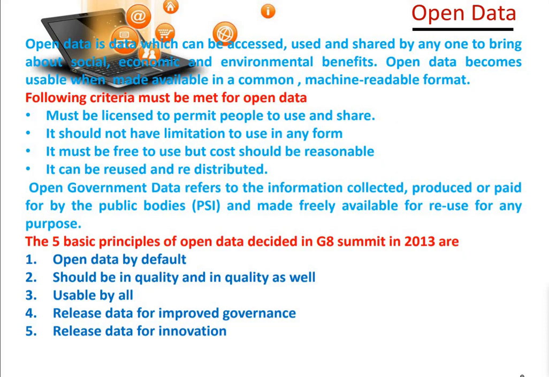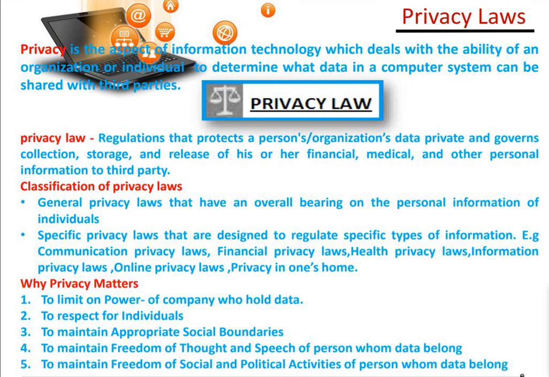Open government data refers to the information collected and produced by public bodies, that is PSI, and made freely available for reuse for any purpose. The five basic principles of Open Data decided at the G8 summit in 2013 are: open data by default, quality, usable by all, release data for improved governance, and release data for innovation. Now we are talking about privacy law.